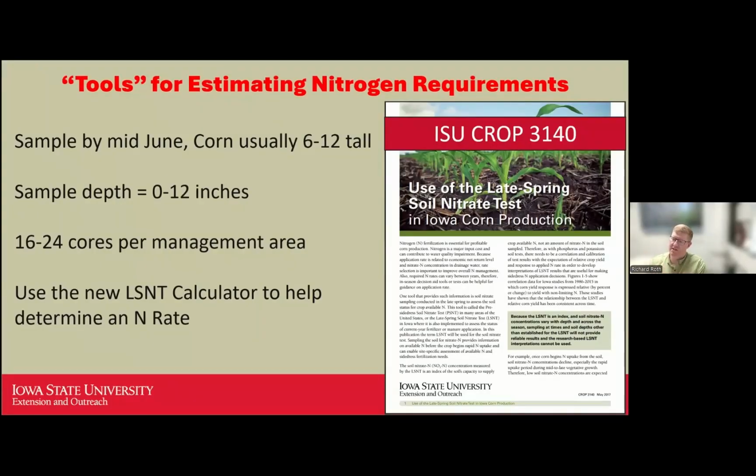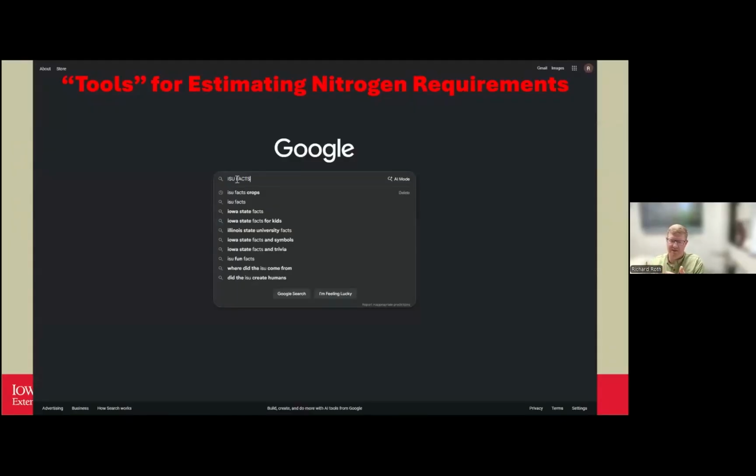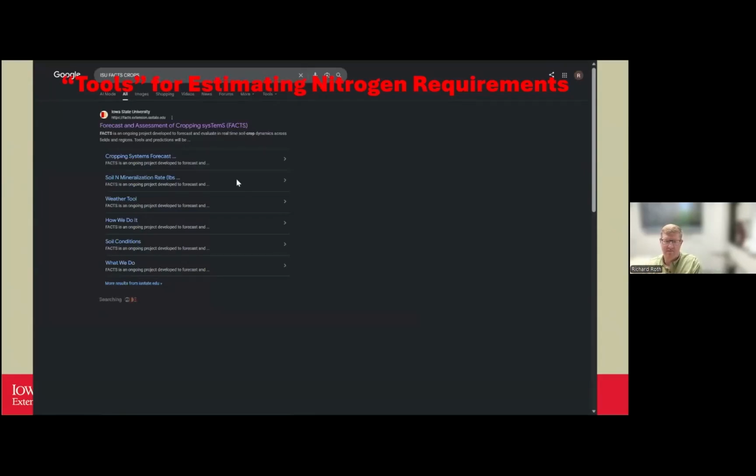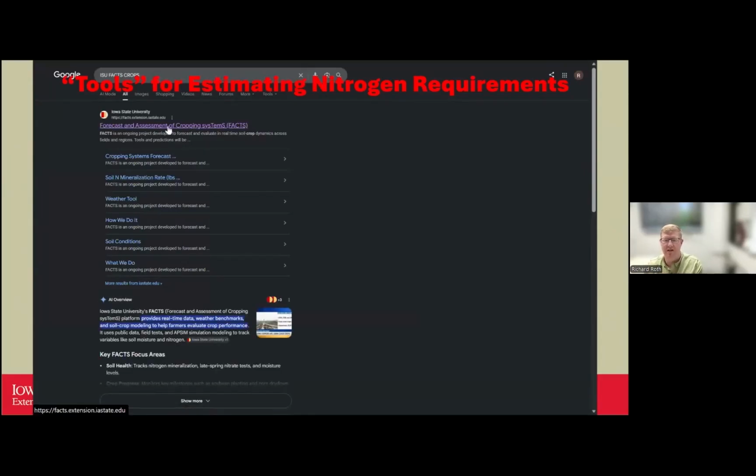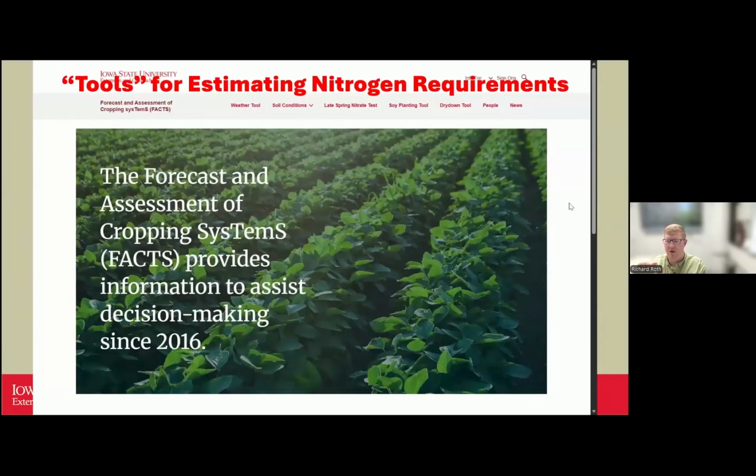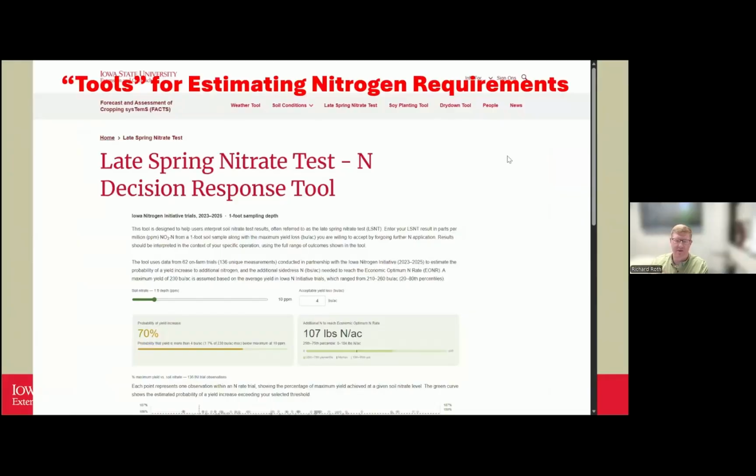Once you send these to the lab and get your results, you can then use the new late spring nitrate test calculator that was developed in order to help determine your nitrogen rate. So earlier we went to the FACTS website, right? We're going back to that same ISU Forecast and Assessment of Cropping Systems site. This time we're going to choose the late spring nitrate test at the top. As we do that, you'll notice this is the calculator that we have.